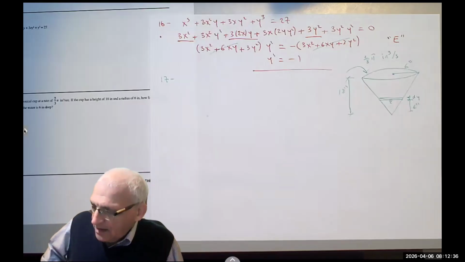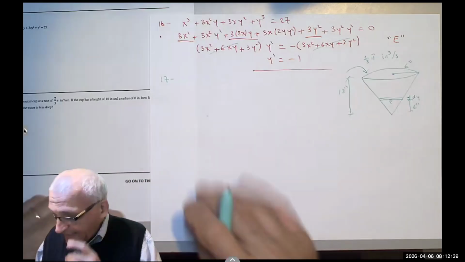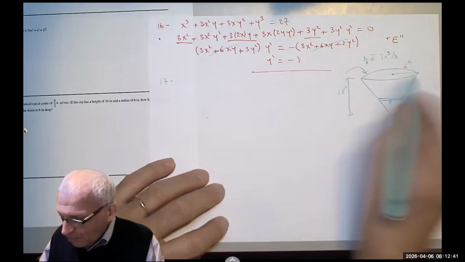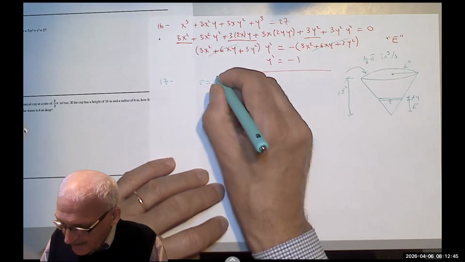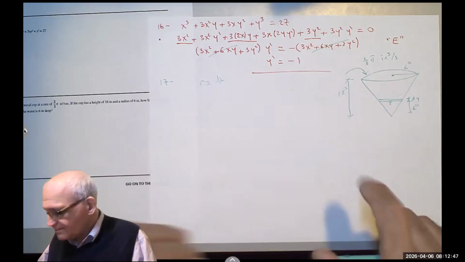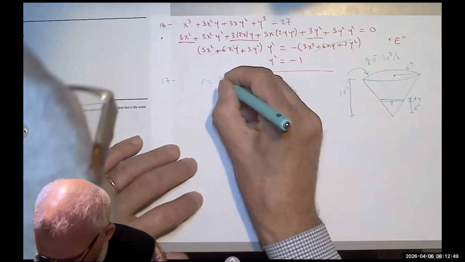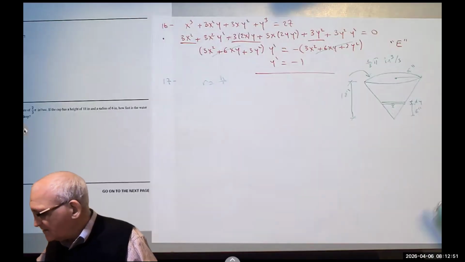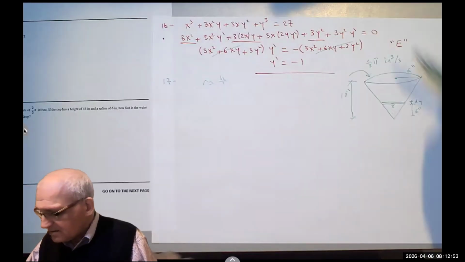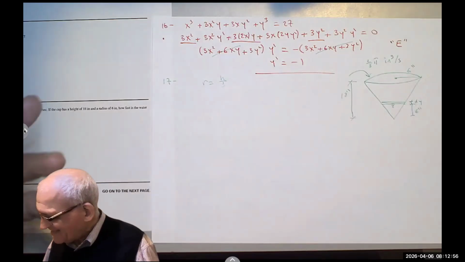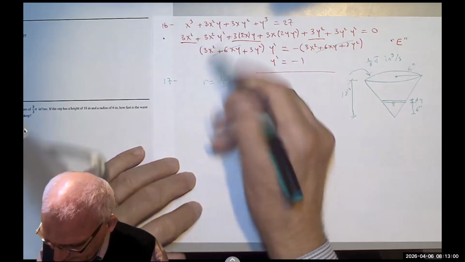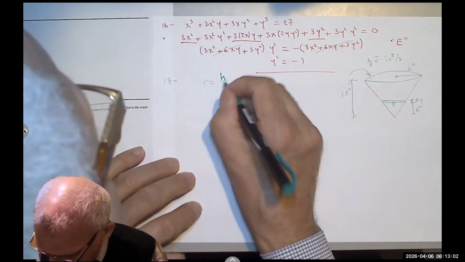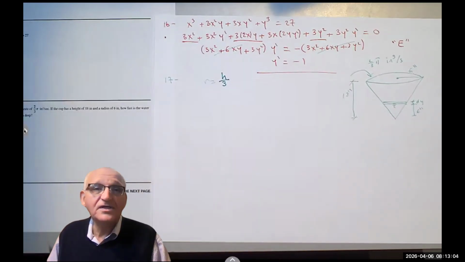The first thing you see is that the radius over the height, the radius equals h over 3, right? And it stays that at any level. Oh my God, every time I start this session, I lose a pen. Okay, let's make it clear. r equals h over 3.